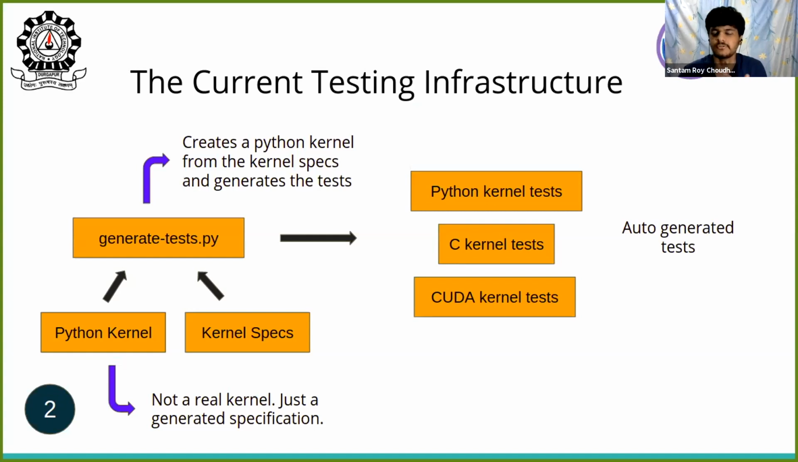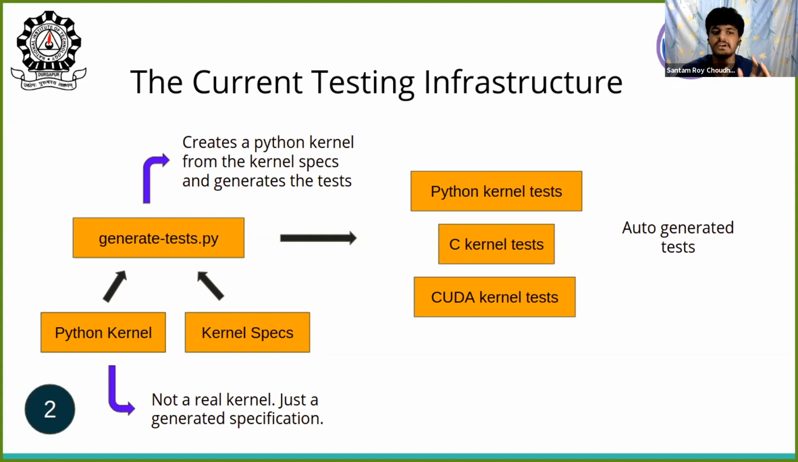First of all, before we get into the project, let's understand the current testing infrastructure that is implemented in awkward array. We have a kernel specification file, which is a YAML file present in the root directory of the code base. This file contains various details about each and every kernel function, like the function definition, the arguments, the argument names, types, and details. We have a script called generate_test.py, which takes in these arguments and creates a Python kernel.